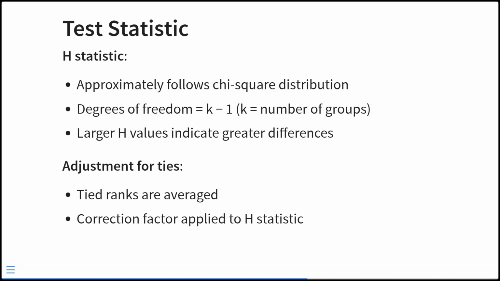The H statistic is the statistic that you get from the Kruskal-Wallis test, which approximately follows the chi-square distribution. The degrees of freedom is k minus 1, where k is the number of groups. Larger H values indicate greater difference, and we have adjustments for ties. Tied ranks are averaged, and a correction factor is usually applied to the H statistic.